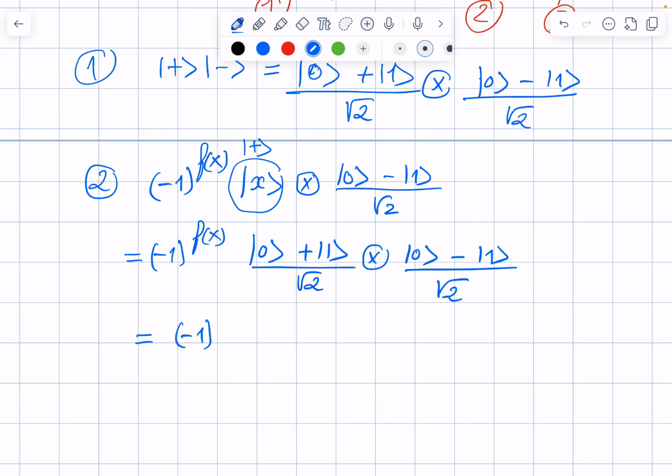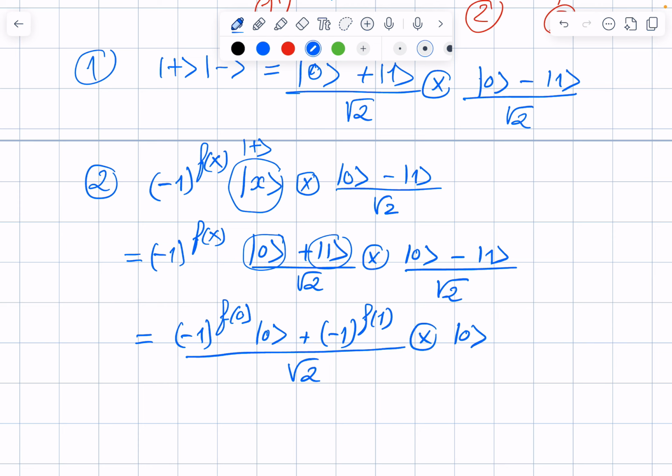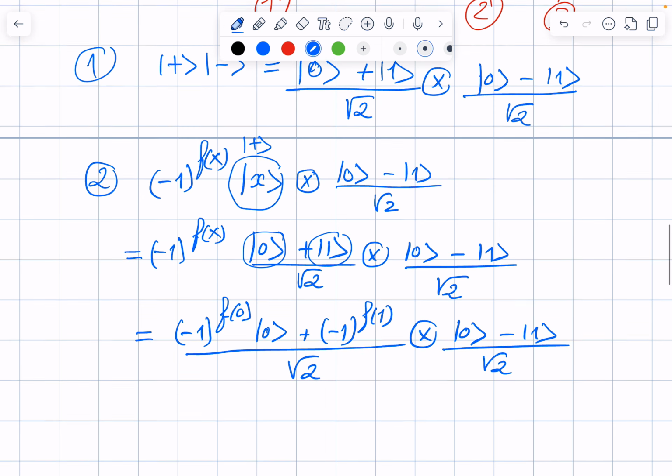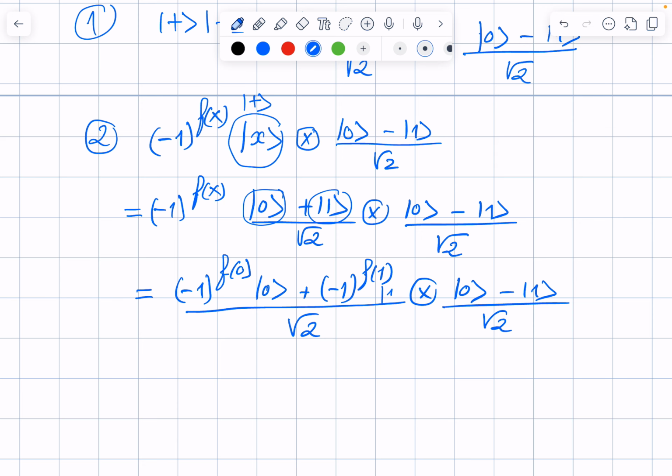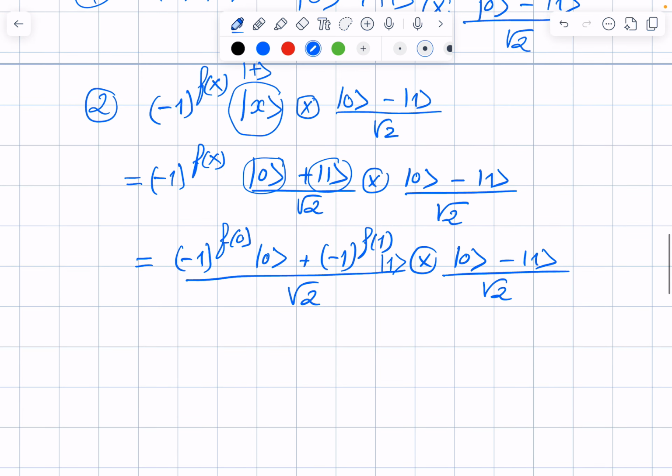Now we are going to deal with the 0. So x is equal to 0. So f of 0, 0 plus minus 1, what we have after that is 1. So it's going to be f of 1 over square root 2 tensor with 0 minus 1 over square root 2. Of course, we have here 1. I'm sorry. Okay. Now we want to take all possible cases.